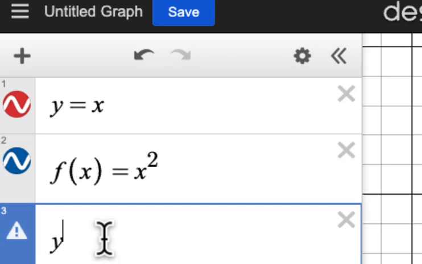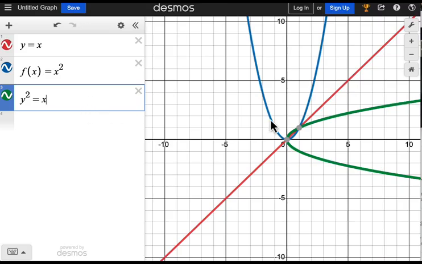y squared equals x. To make it easier to see this, turn off the original parabola. This looks like a parabola on its side. But notice it is not a function.